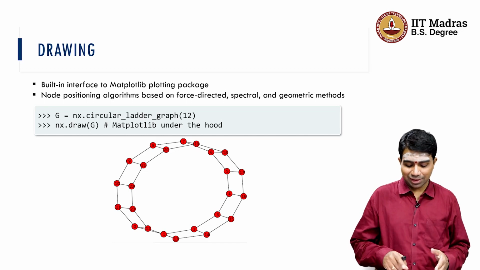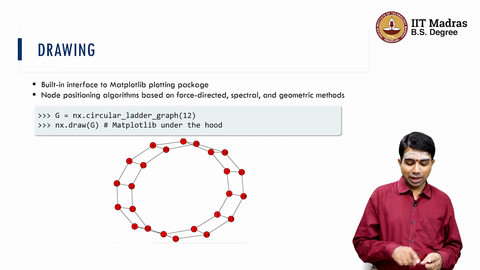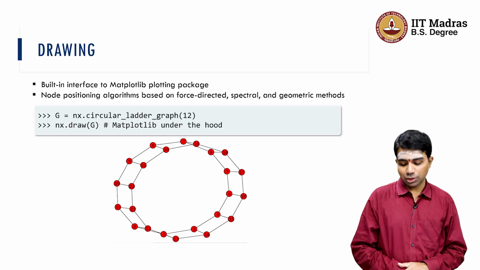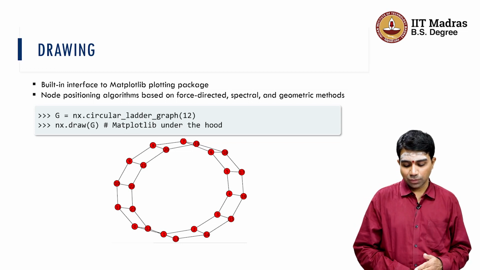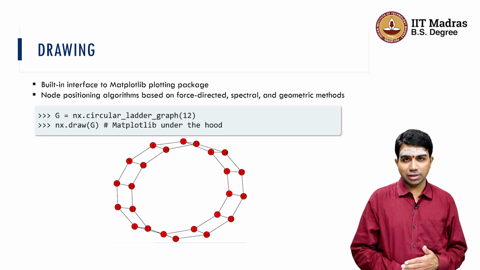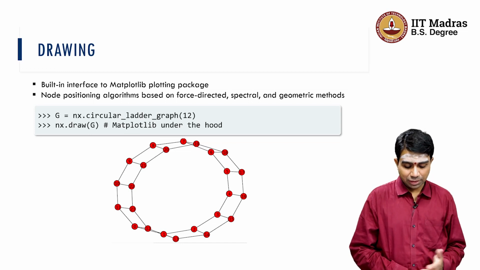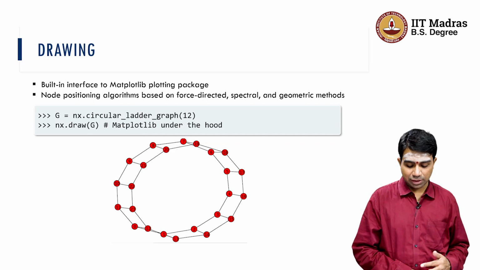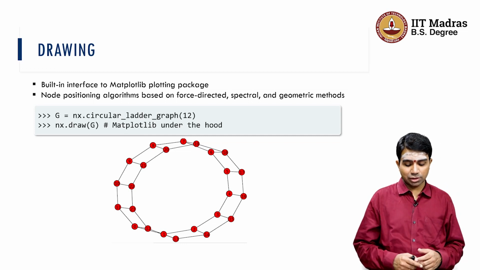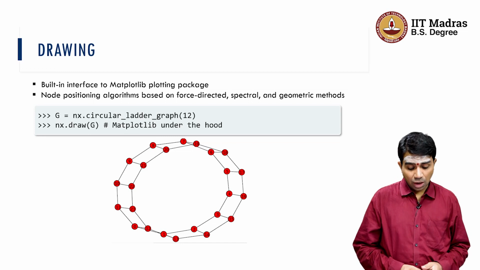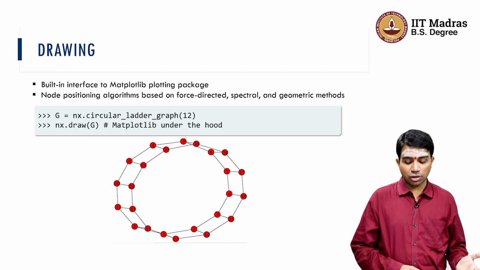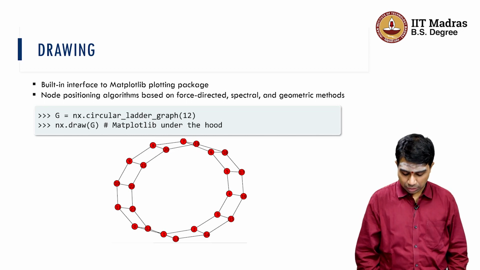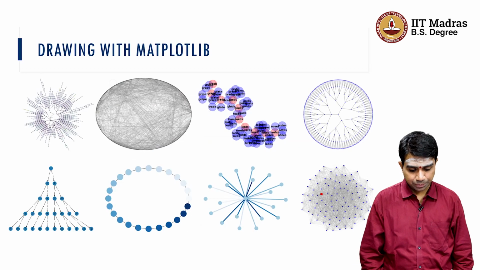So, this is a ladder graph, you can see. Every pair of nodes is connected. So, you can connect i and j if i minus j is 12, right. So, that is what you see here, and of course, or if i minus j is plus or minus 1. So, that is also connected here, and then you just say nx dot draw G, which uses matplotlib under the hood to make this illustration.